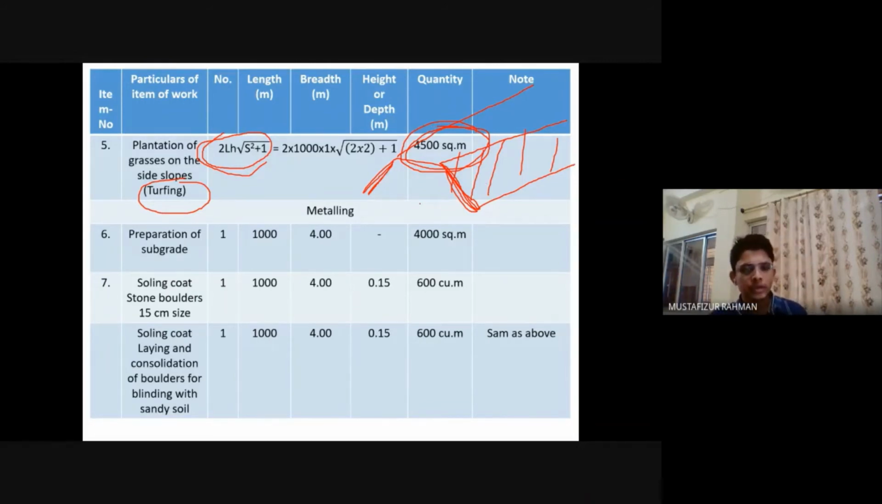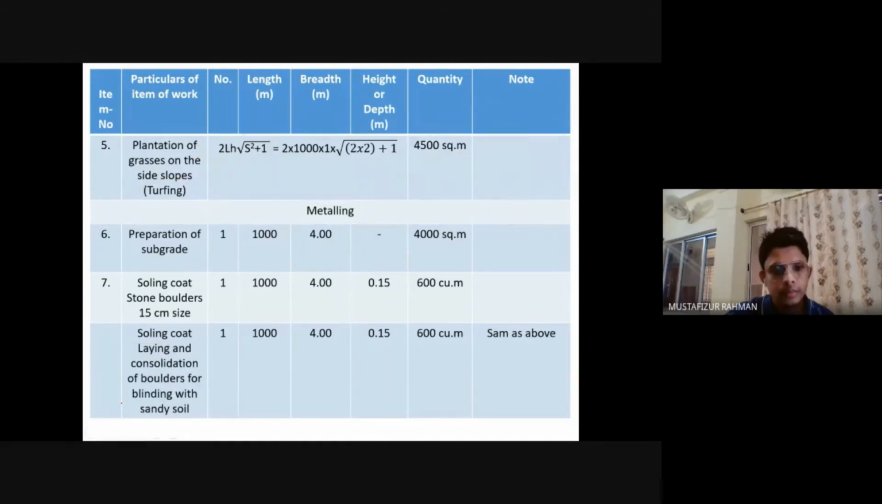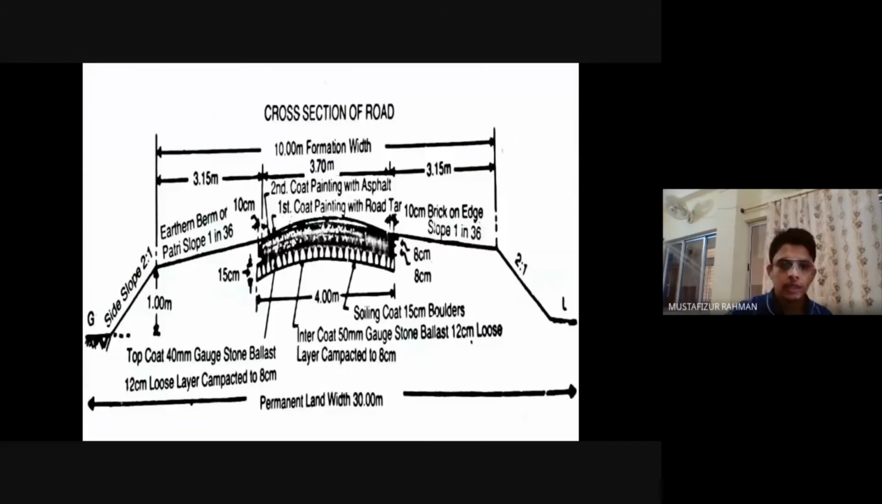Then the next step is metalling. We have to do this metalling work. We have to provide these subgrade boulders, ballast, etc. So what we have to do there? So this is the cross section that we are provided with. The preparation has to be done here. Okay, preparation of the subgrade is here in 4 meter width.